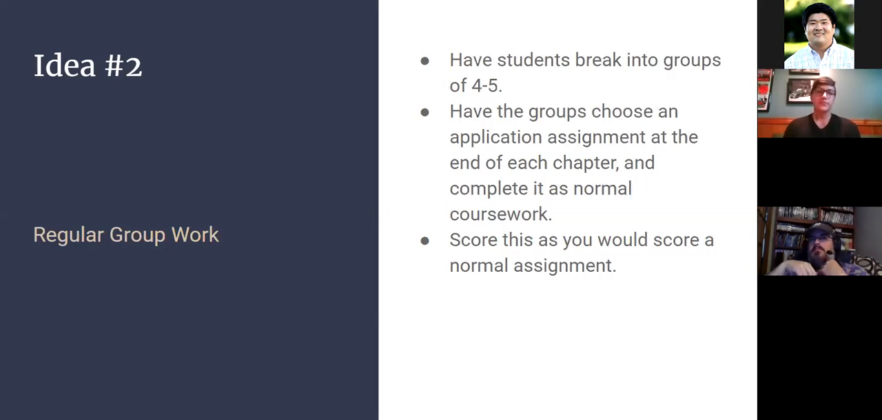My second idea was just having it as a regular recurring group work. So have students break into different groups of 4 to 5 students each time, or potentially larger if you have a really big class. Have the groups choose an application assignment at the end of the chapter, and then complete it as normal coursework. So score it how you would for either participation or another assignment. But that way, you have students working with everyone in the class at some point.